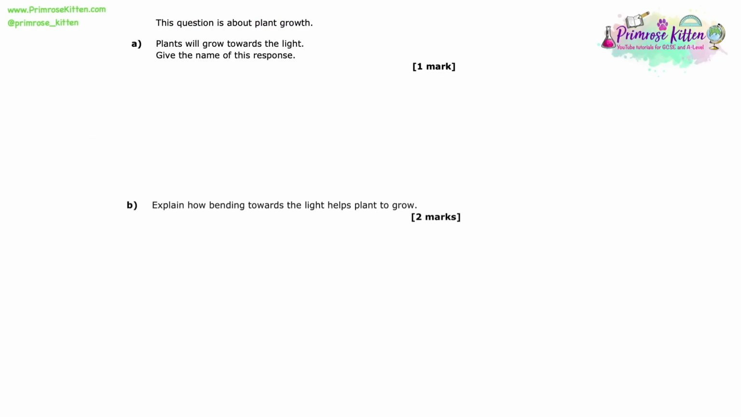This question is about plant growth. Plants will grow towards the light. Give the name of this response. So any response where someone's going towards something is going to be positive. And this time it's saying they're going towards the light. So hopefully we know that photo would be the prefix for this because that's always about the light. And then it is a tropism because that is what we refer to as growth responses in plants, they are all tropisms. So this is positive phototropism.